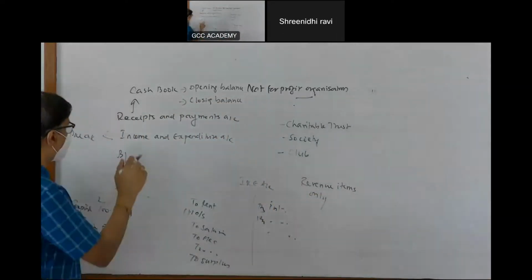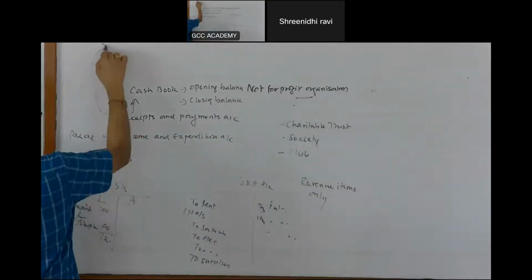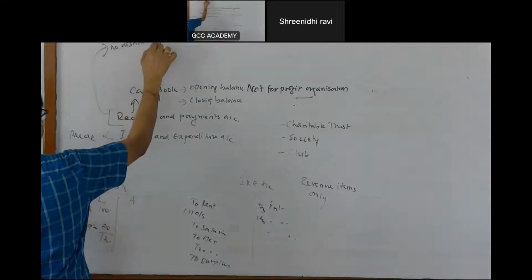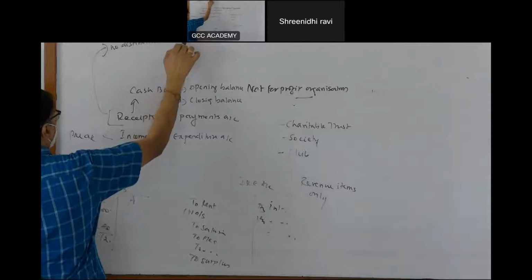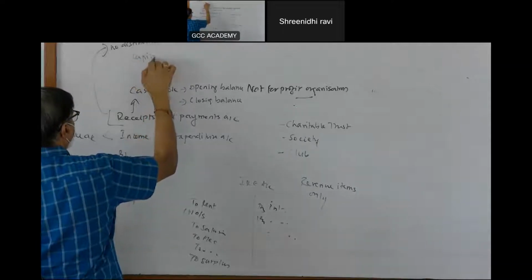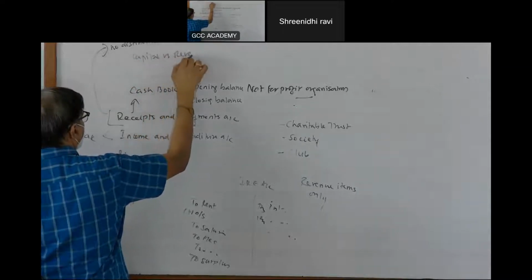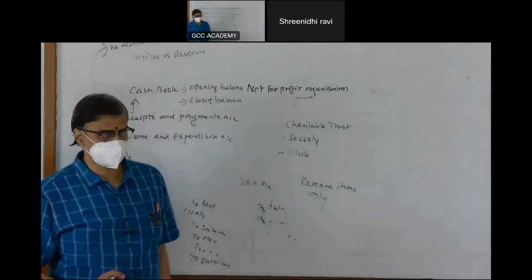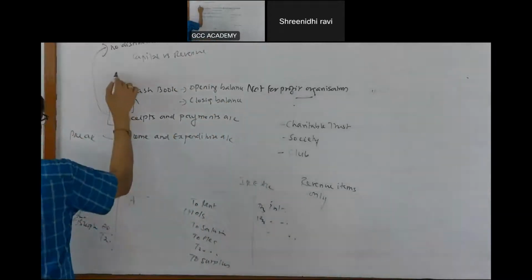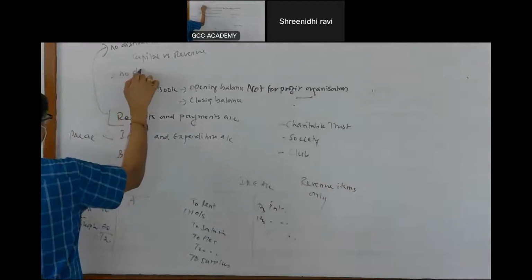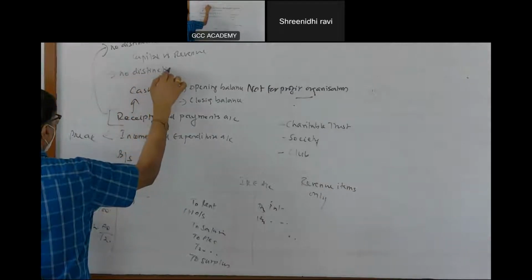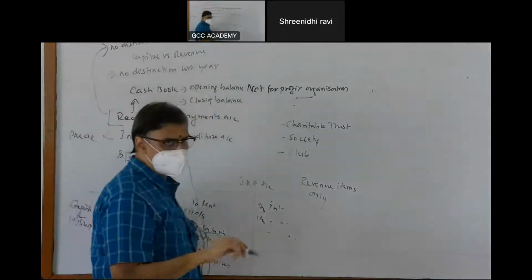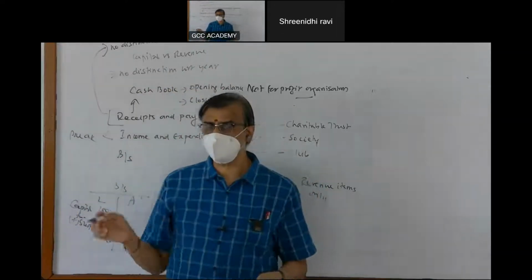Whereas with respect to receipts and payments, there is no distinction between capital and revenue. No distinction between capital versus revenue, and no distinction with respect to year. Whether it's for the current year or past year or future year, whatever it is, you record it.